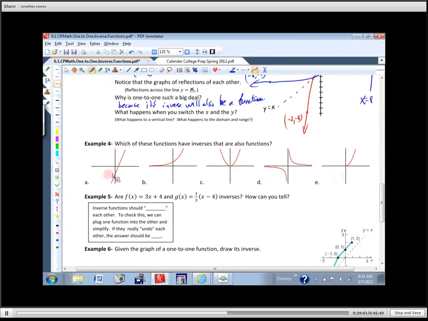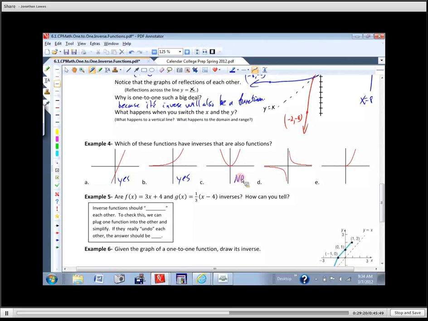Is that a 1 to 1 function? Yep, so its inverse would also be a function. Is that a 1 to 1 function? Yep, so this inverse would also be a function. How about this? No. So this is a yes, this is a yes, this is a no.